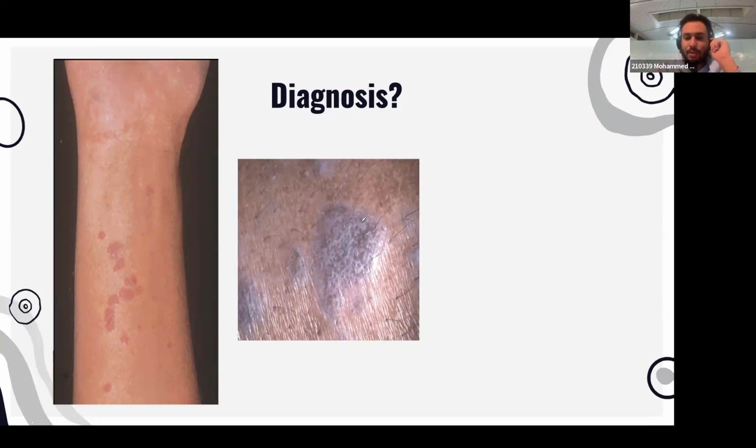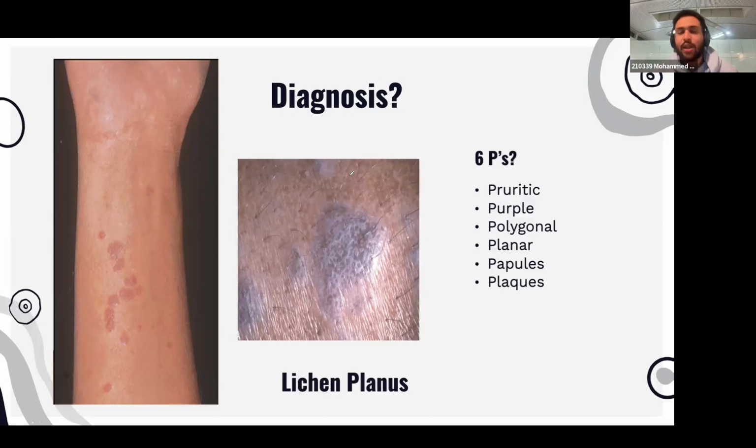Planar. Planar just means it's flat. Like they're flat lesions. Okay. You can see it's very flat. These are the 6 P's of lichen planus. Something about lichen planus is, does it have oral lesions? What are they called, if you guys know? Was it Wickham striae? Good. Wickham striae. That's the white oral lesions that happen with lichen planus.